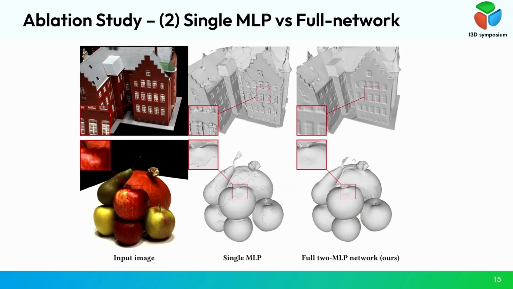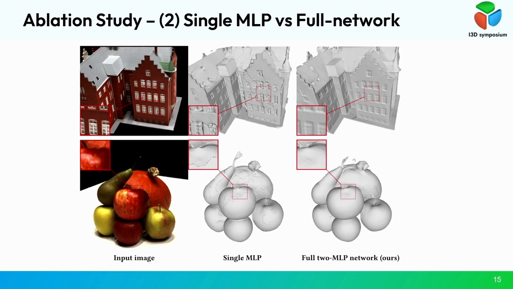Secondly, we were interested in performing an ablation study to see what happens if we only use a single MLP for outputting the SDF value and the color value, versus the full setup that we have, which is composed of 2 different networks. One is the SDF network and the second is the neural renderer network.